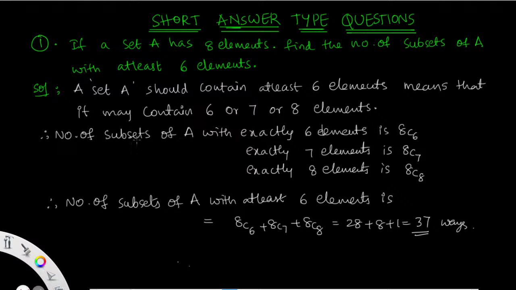Therefore, the number of subsets of A with exactly 6 elements is 8C6. Out of 8 elements, we select 6 elements, that is 8C6. Selecting 7 elements is 8C7, and exactly 8 elements is 8C8. Therefore, the number of subsets of A with at least 6 elements is 8C6 plus 8C7 plus 8C8. This is nothing but 37 ways. Total ways are 37. This is the first short answer type question.